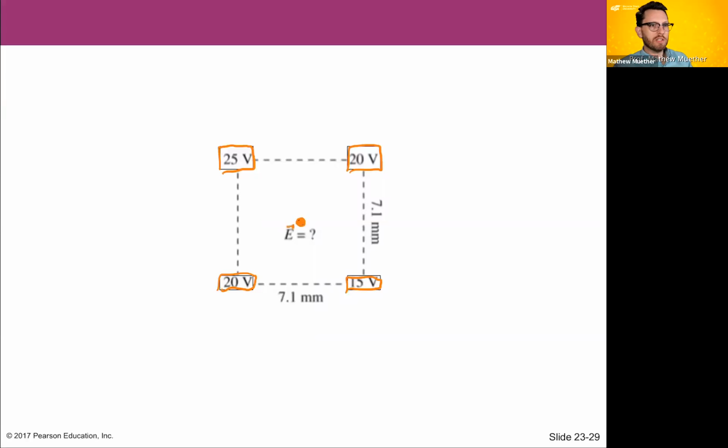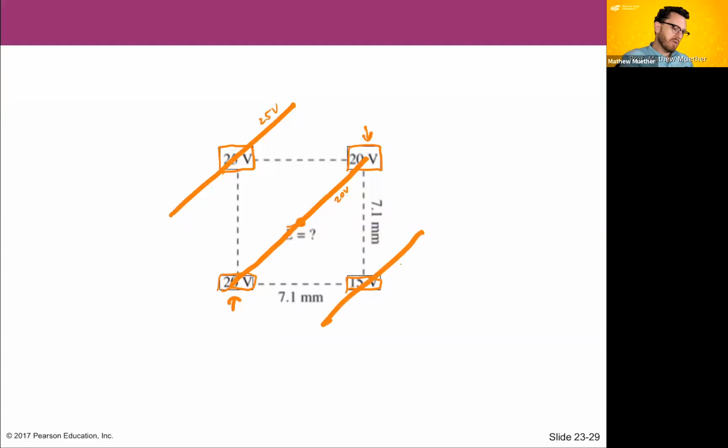Let's try to do this using the potential. First of all, this is 20 volts here, and this is 20 volts here. So I could connect those, and I could imagine that that's a line of equal potential. Everywhere along that line, there's 20 volts. Then up here, there's another line that's 25 volts, and down here, there's another equal potential line that's 15 volts.